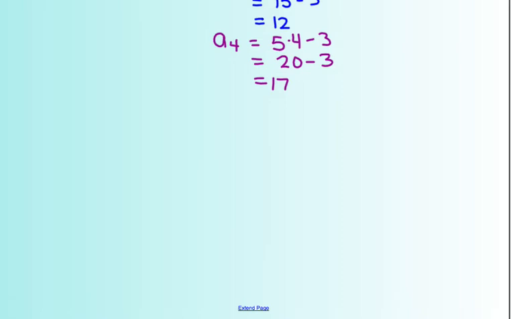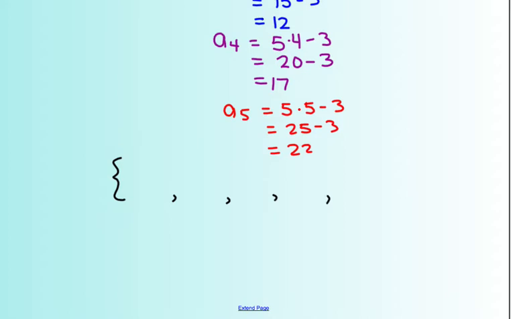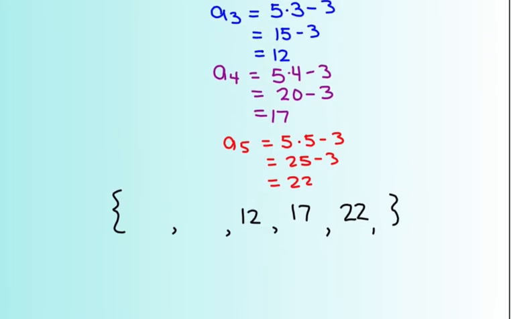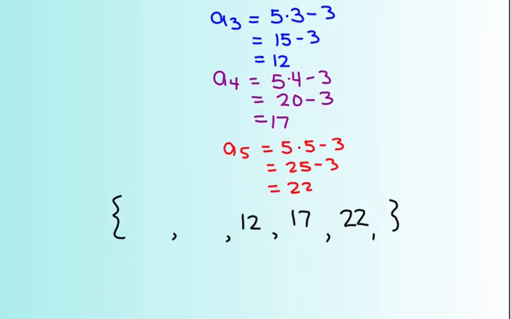Last one. A5, 5 times 5 minus 3, 25 minus 3 is 22. So now we list our sequence, with commas in between. The last term was 22. The next one is 17, 12. I'm just going backwards in order here. And then 7 and 2.